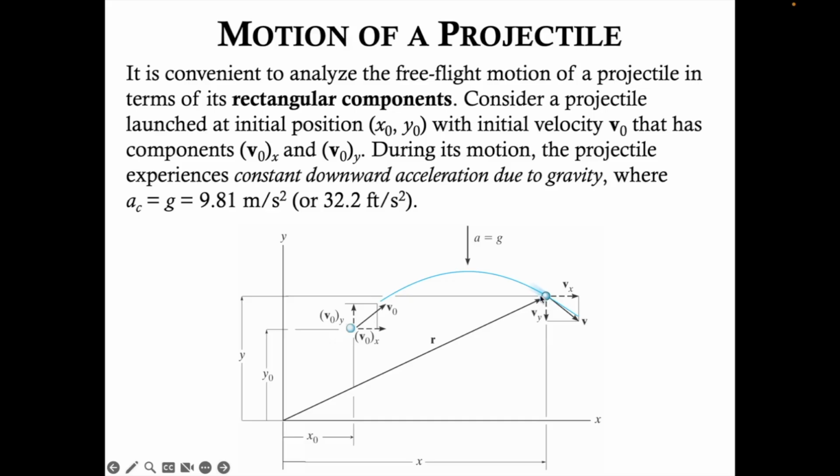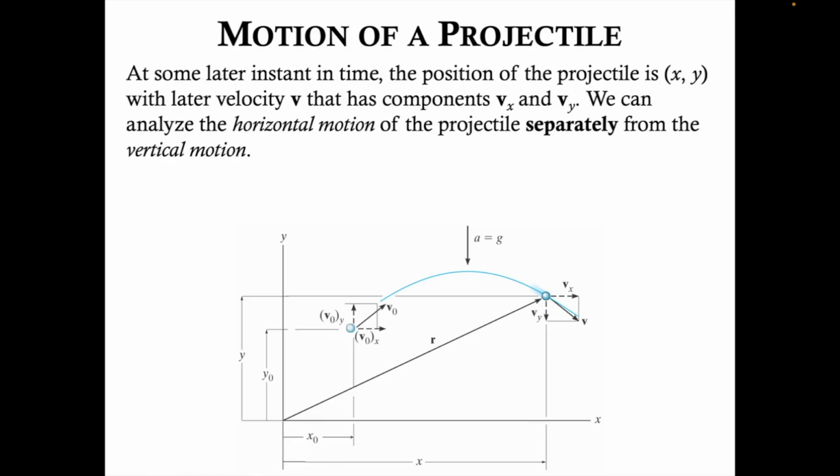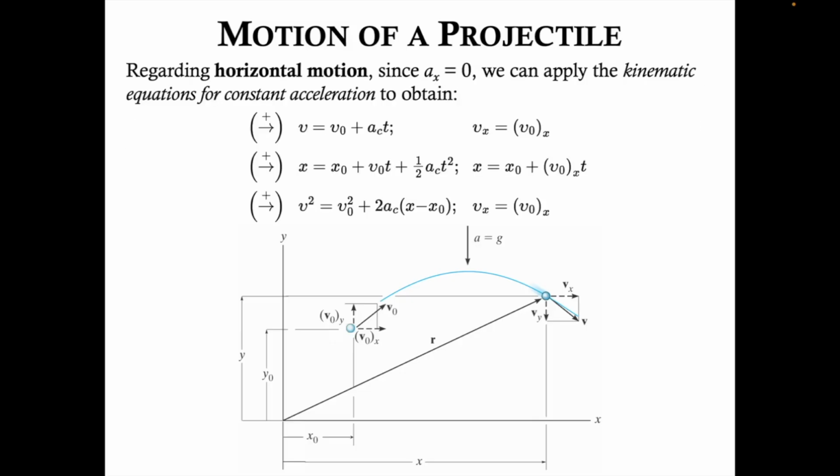At some final or later time, it has a different velocity, this velocity vector v, with an x component vx and a y component vy. It also has changed its position such that its coordinates now would be, in general, x and y. We can analyze the horizontal motion of the projectile separately from the vertical motion, since the acceleration due to gravity only acts vertically. Regarding horizontal motion in particular, since a sub x equals 0, there's no acceleration in the x or horizontal direction, we can apply the kinematic equations for constant acceleration to obtain the following.